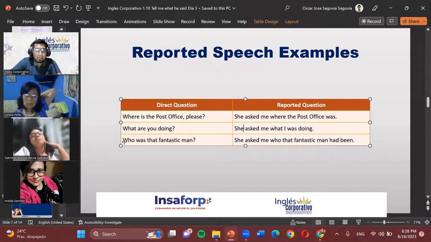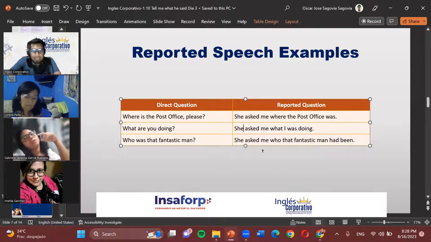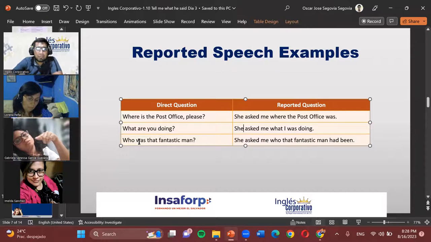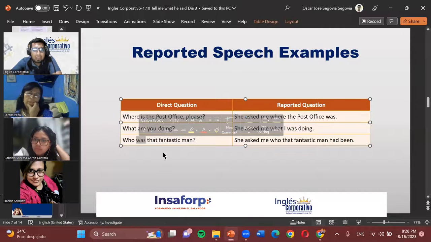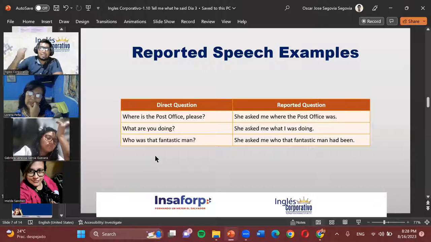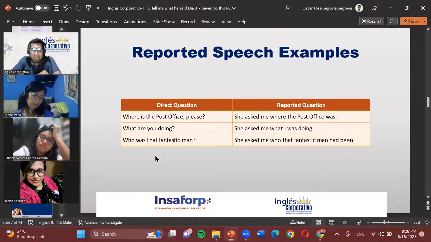Now, next one up. Who was that fantastic man? Well, this one is going to be different because here, as you can see, it's in the past. So we have a past verb. This past verb is going to have to take a step back, and going back from the past actually means going back into past perfect. Therefore, we're going to sound something like, she asked me who that fantastic man had been. So not was, but had been.